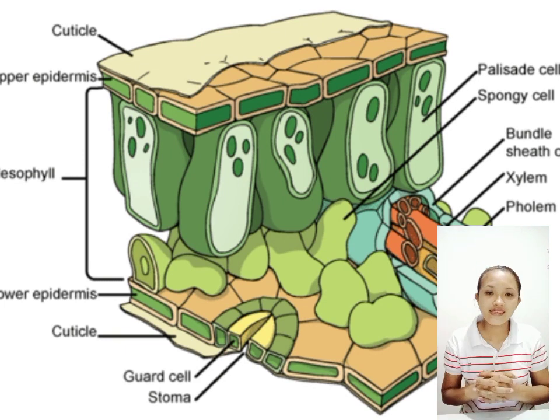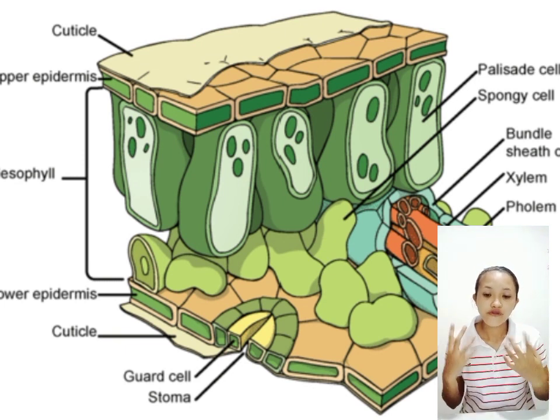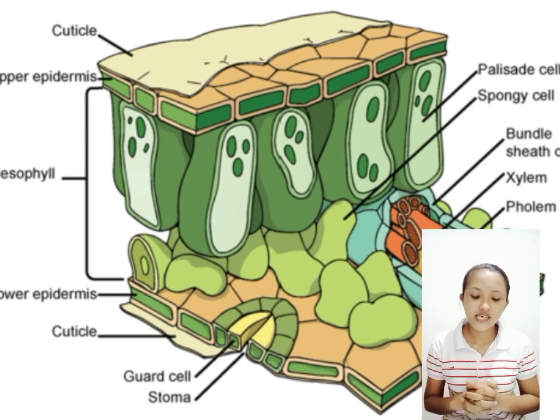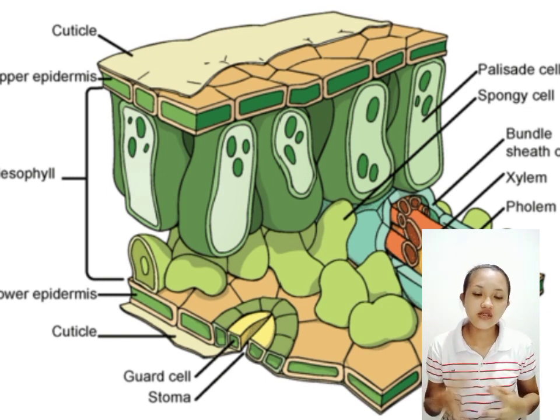So the fourth one is the stomata. Stomata, it allows for gas exchange. Its guard cells can open and close the opening as needed. Mostly, the stomata is located on the lower leaf surface to minimize water loss. So the last one is the guard cells. The function of guard cells is to guard the entrance and the exit of the leaf.